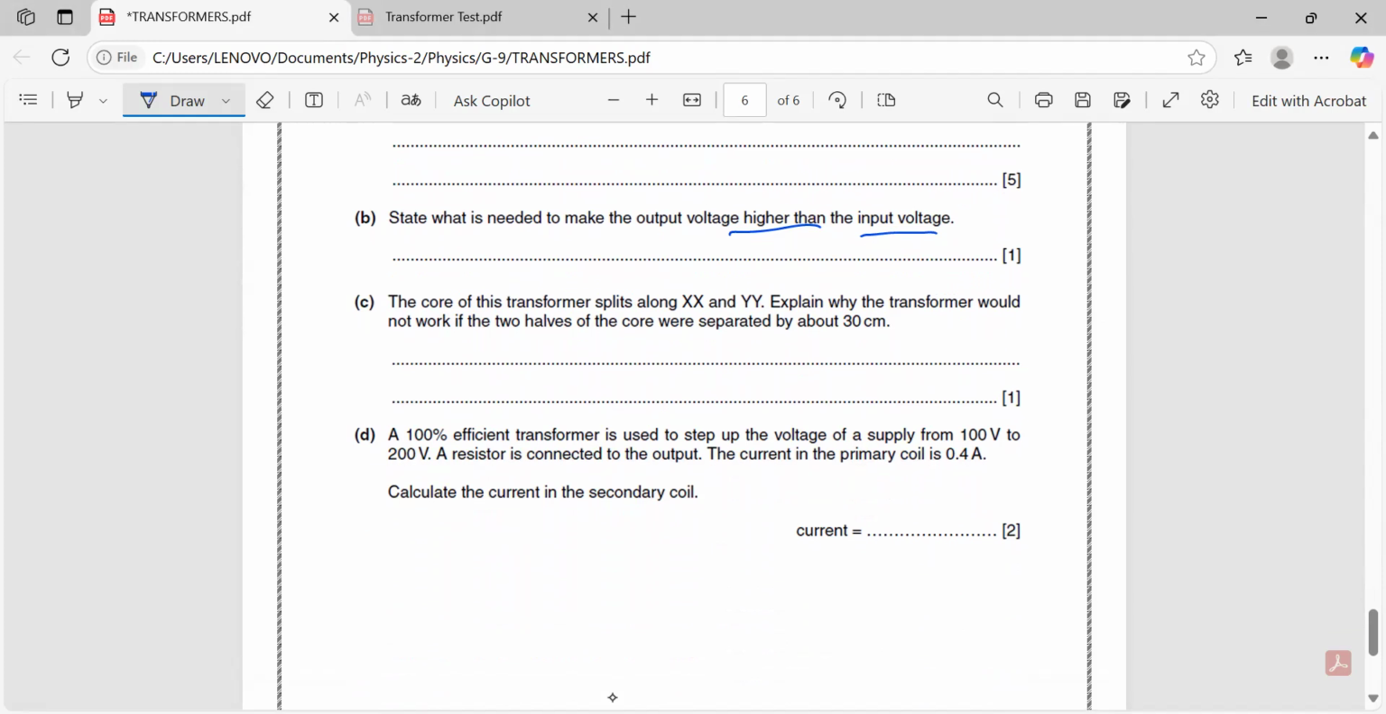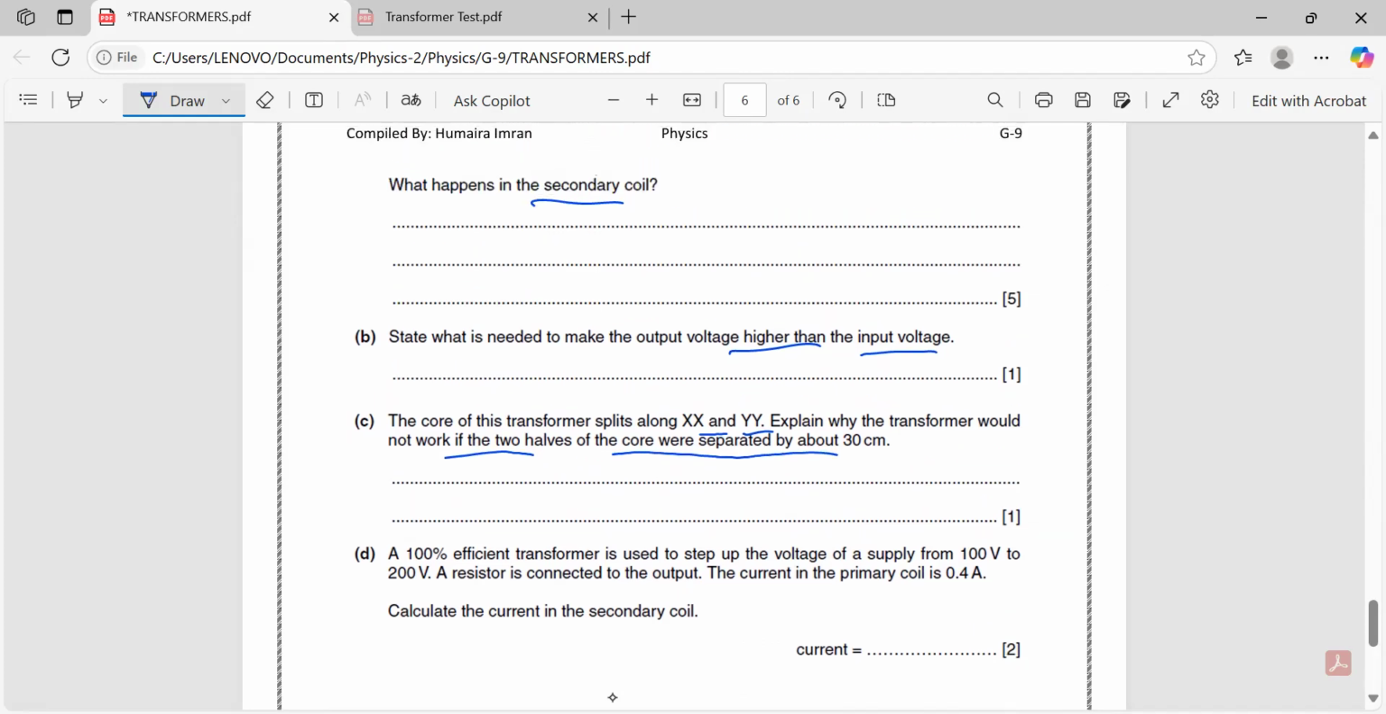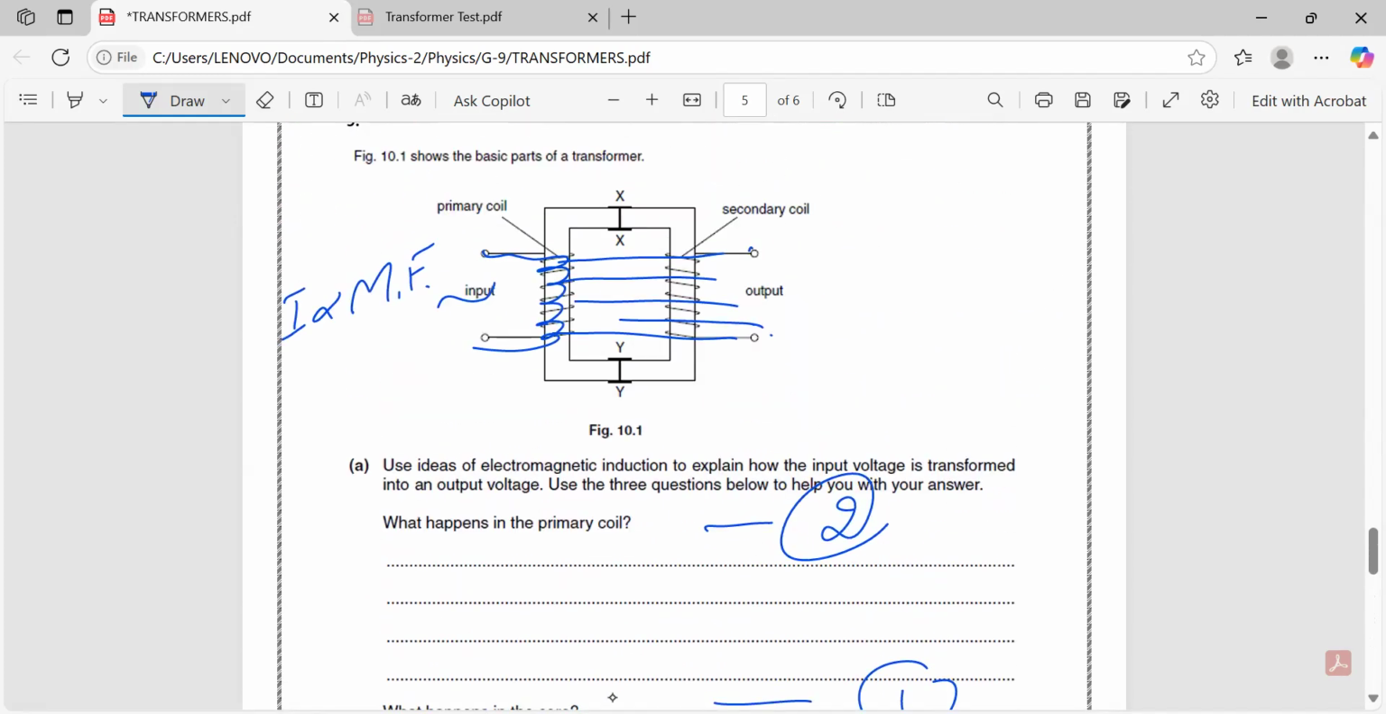The next part is that the core of this transformer splits along X and Y. Explain why the transformer would not work if 2 halves of the core were separated by about 30 centimeters. So here this is X, and Y. They are saying that these should be split up just like that. For example, it is cut from this portion and these are separated 30 centimeters apart, right? So the distance between them is 30 centimeters. This is a question. So they are saying then what happens?